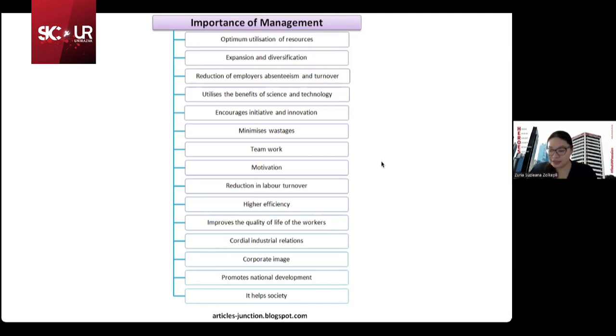And actually, management is an instrument for human progress. Human progress means that because we are learning.